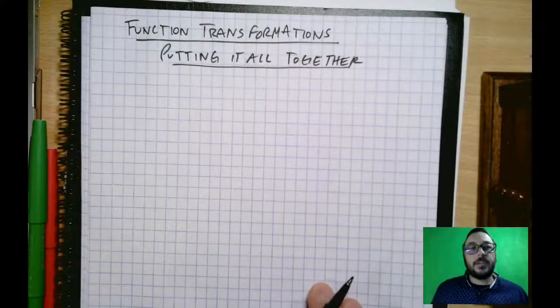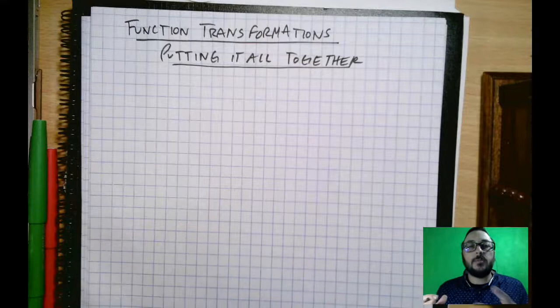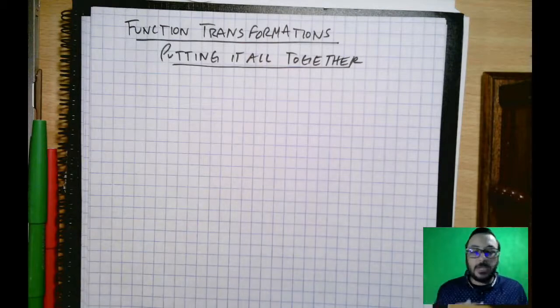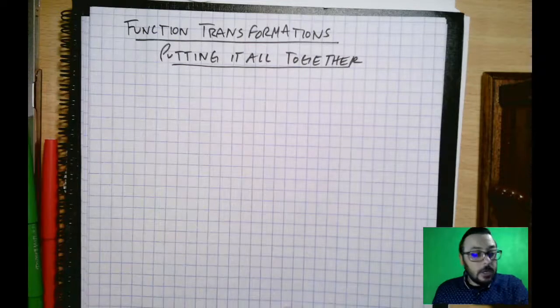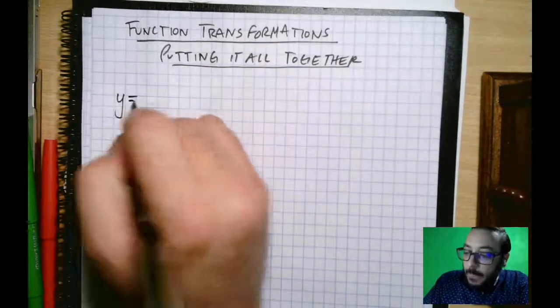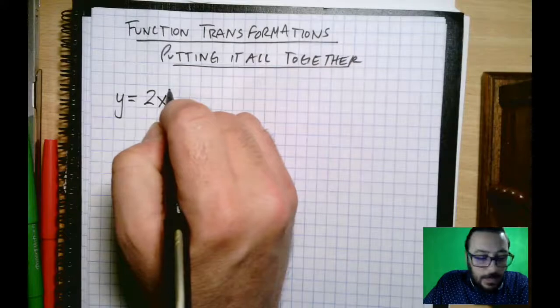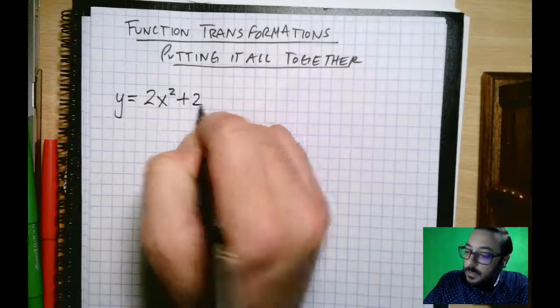Okay, ladies, so in this video, we're going to continue with function transformations. I'm going to put all of it together with just a couple examples, and then we're going to talk about absolute value equations. So here, let's just take a look at y equals 2x squared plus 2.